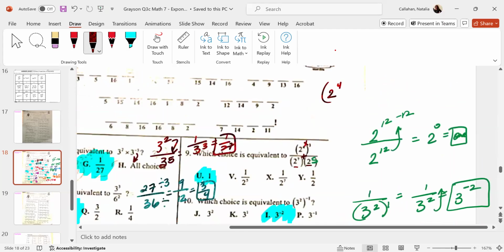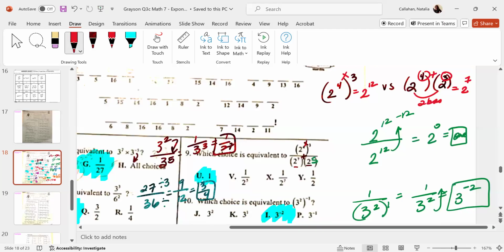Okay, if you don't see the difference, let me explain. 4 to the 3rd power versus 2 to the 4th, 2 to the 3rd. Do you see the difference there? This one, you multiply. This one, you add. So this is 2 to the 12th. This is 2 to the 7th. Because there are 2 bases means add. 1 base means multiply. But it has to have the parenthesis and 2 exponents. Okay?